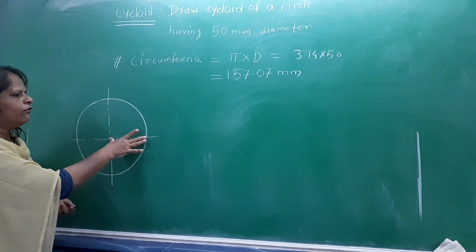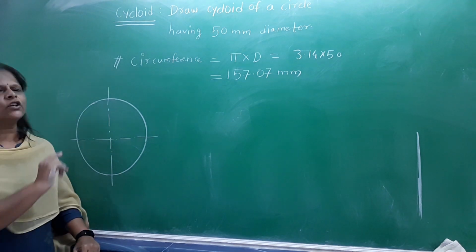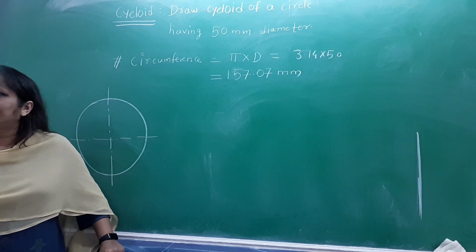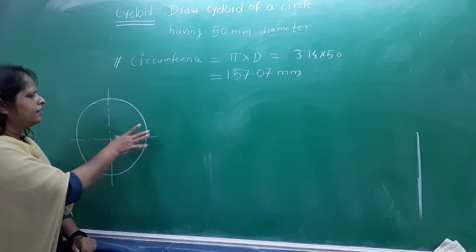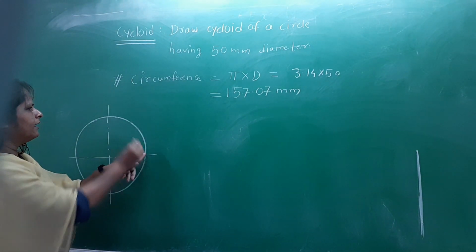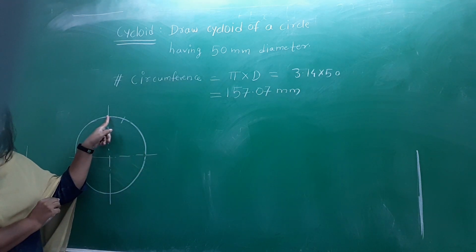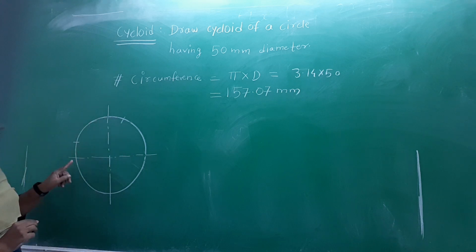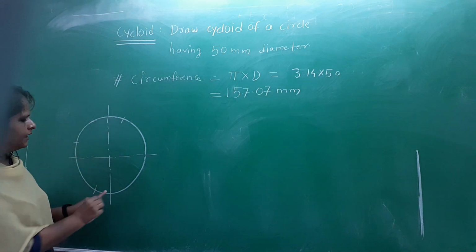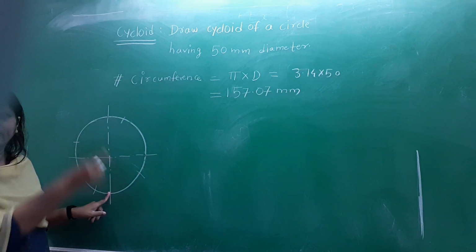Take the distance equal to radius in your rounder. Radius of a circle. How much is the radius of this circle? 25 mm. So we will take the distance of 25 mm in the rounder and we will cut the arc. We will keep the point of rounder here and we will cut the arc here. Then we will keep the point of rounder here and cut the arc. Again we will keep the rounder here and cut the arc. Next we will keep the rounder here and cut the arc. So now we have got 8 arcs.